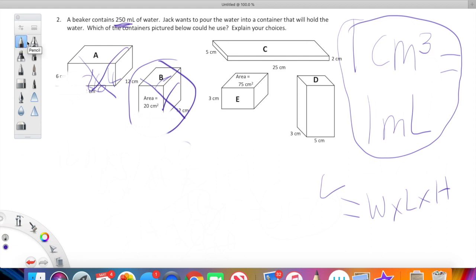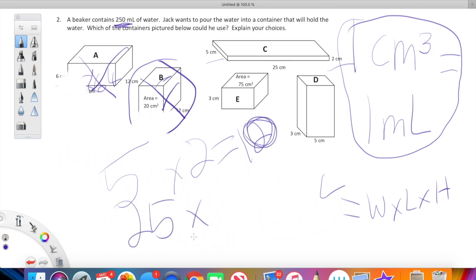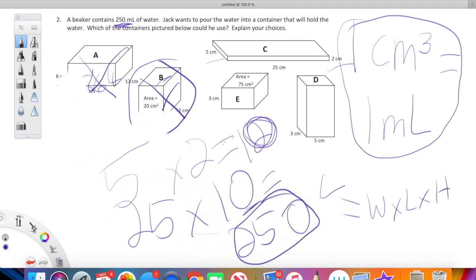Alright. Okay, I'm back for C. So here we're going to do 5 times 2, because that's easy. 5 times 2 is 10. And 25 times 10 is, okay, so 25 times 1 is 25, plus the 0 is 250, which is what we were looking for all along.